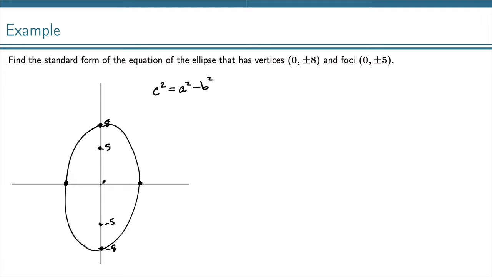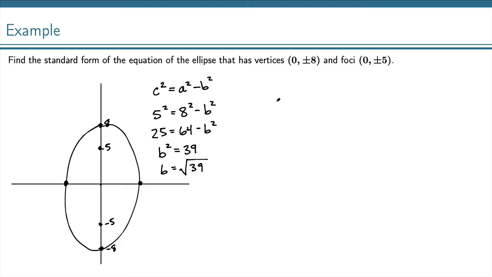c, of course, is the distance from the center to the focus, so that's 5. So we have 5 squared equals 8 squared minus b squared. So we have 25 equals 64 minus b squared. To solve for b squared, we can add b squared and subtract 25. Okay, b squared equals 39. Solving for b, we get b equals the square root of 39.